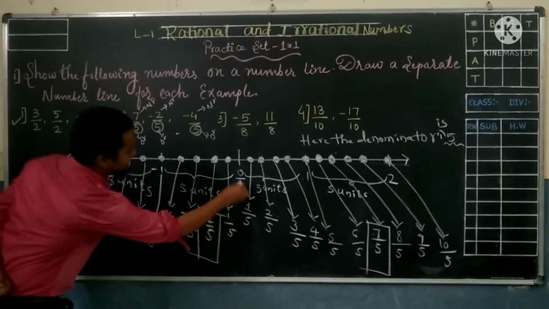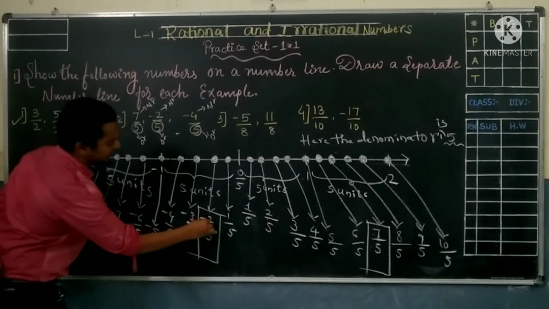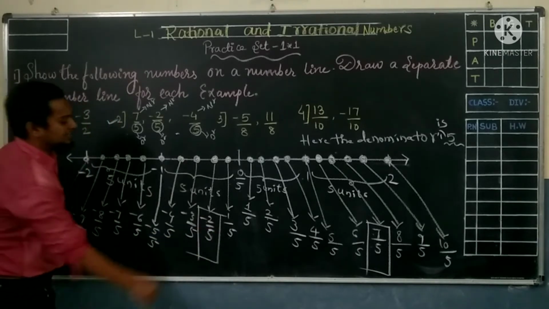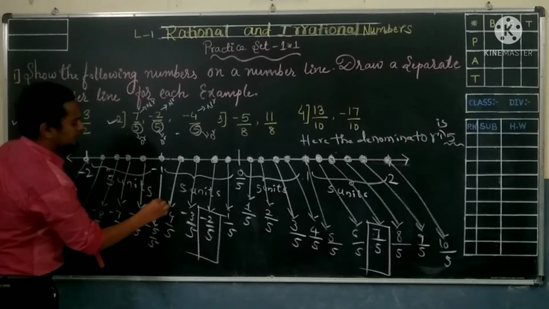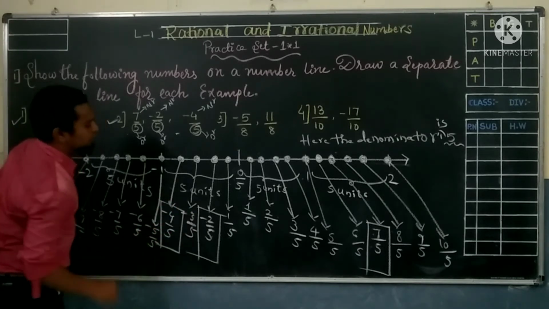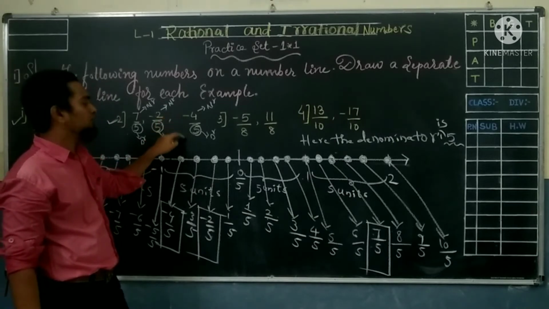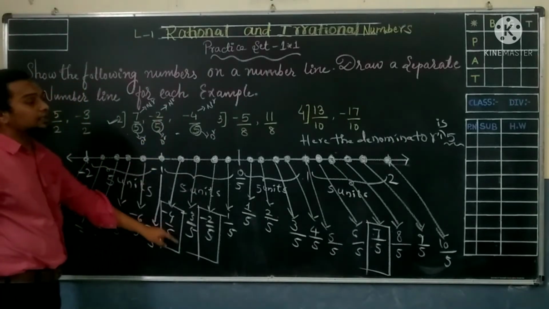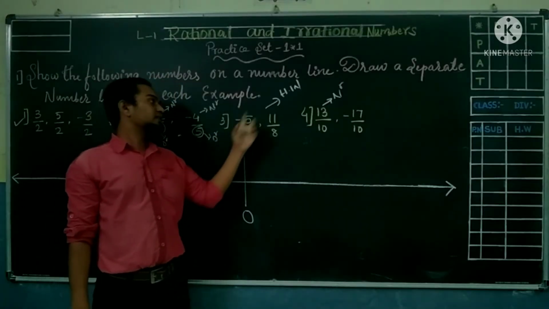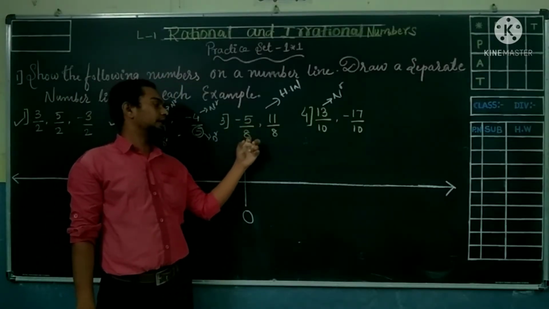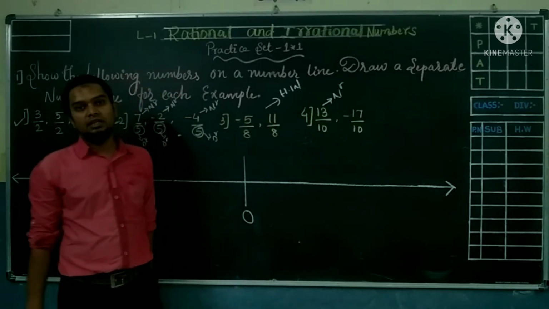Therefore, 0 upon 5 as it is, minus 1 upon 5 as it is, minus 2 upon 5 as it is, minus 3 upon 5, minus 4 upon 5. This is minus 4 upon 5 on a number line. Question number 3 is homework: minus 5 upon 8, 11 upon 8.